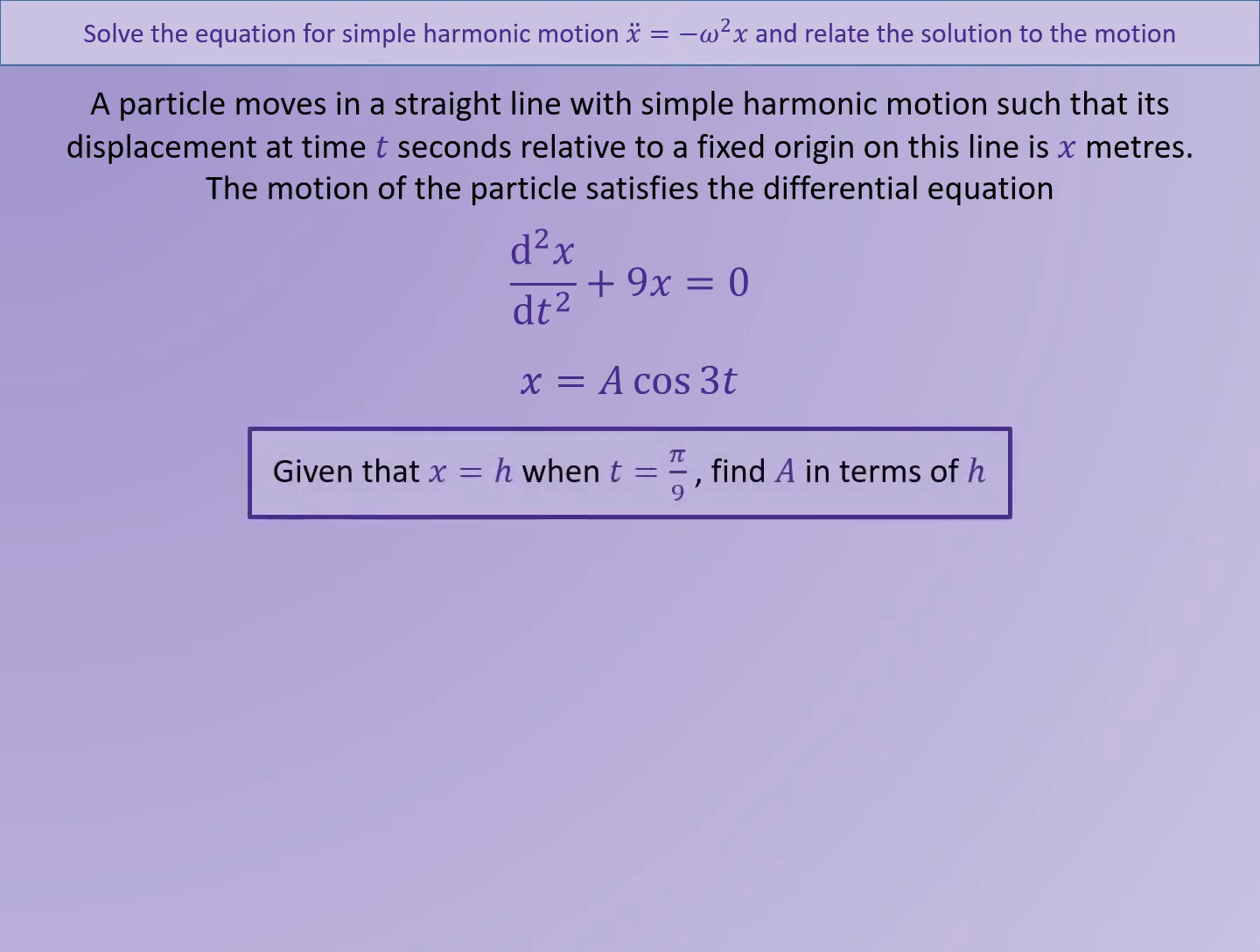Okay, so what's the question I want you to have a go at? Given that x equals h, when time equals pi over 9, could you find a in terms of h? All right, so pause there, have a go at that yourselves.